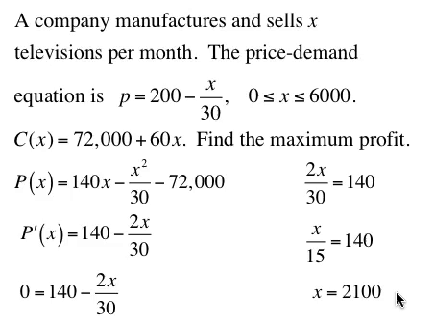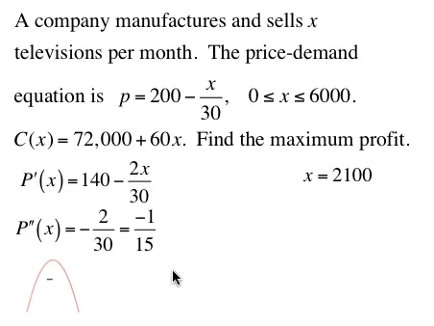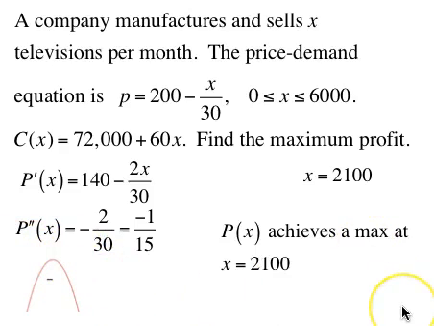Now, how do we determine if that's a minimum or a maximum? Well, I'm going to again use the second derivative test this time. You'll notice the first derivative is 140 minus 2x over 30. So the second derivative is negative 2 over 30, or negative 1/15, always negative. So if the second derivative is always negative, we know we have a concave down situation. So we will have an absolute max at our one critical point. So what does this tell me? It tells me that P will indeed achieve an absolute max at the value where x is 2100.